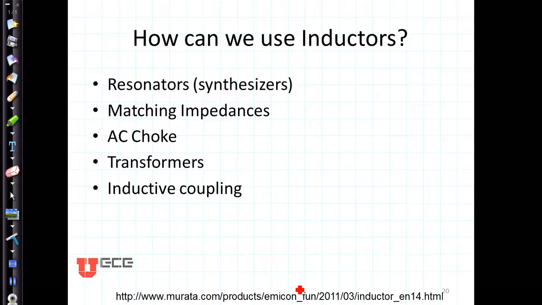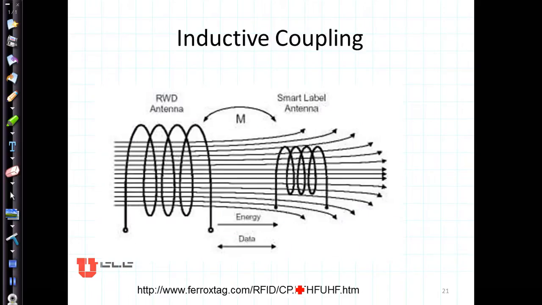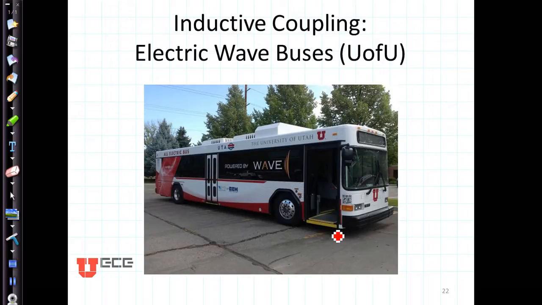There are many applications for inductors. Inductive coupling is a very cool thing where you use the current to produce a magnetic field. The magnetic field moves to another coil right here where it is picked up, and a current comes out of this coil. Here's an example of inductive coupling on the University of Utah campus.